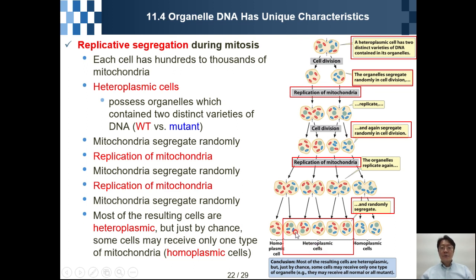They are composed of wild type mitochondria, and they also have mutant mitochondria. But sometimes, just by chance, some cells may receive only one type of mitochondria. We call this a homoplasmic cell, and this one also becomes a homoplasmic cell. This is what we call replicative segregation of mitochondria during mitosis.